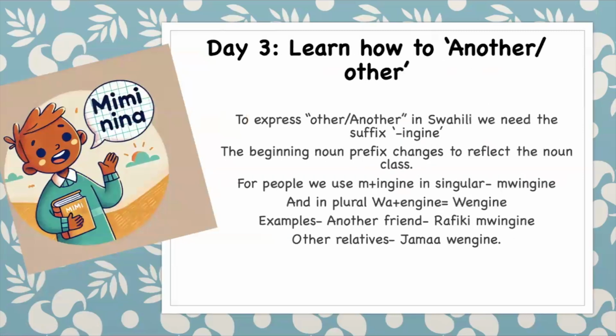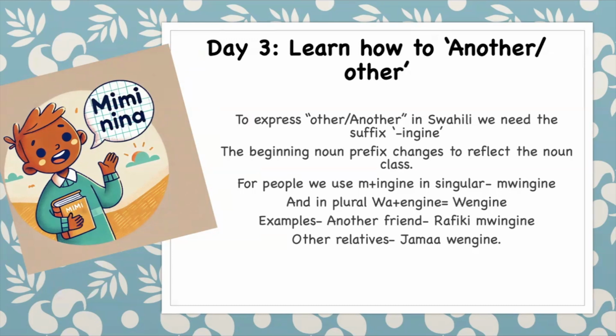Okay. Let's look at another or other. To express that, we're going to need ingine. That is our suffix. So for people in singular, we'll add m to the ingine, and it's going to be mwingine, and plural is going to be wa plus ingine to make wengine. So if I wanted to say another friend, I would simply say rafiki mwingine. Other relatives, jamaa wengine. So when you're working with people, it's pretty straightforward. Another teacher, mwalimu mwingine. Another parent, mzazi mwingine. And then if it's plural, wengine.